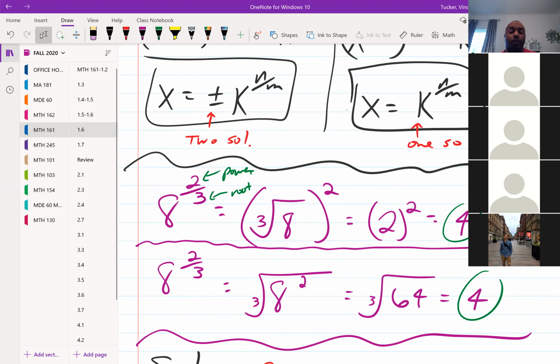Where it may come into play is if you're doing it in your head, different situations will bring about different familiar numbers. So if you take the cube root of 8, that'll be 2, and then 2 squared is 4. Or if you square 8 first, that'll be 64, and then take the cube root of 64, that'll still be 4. So it doesn't matter which order you do them in, as long as you remember that the top number is going to be your power, the bottom number or denominator will be your root.